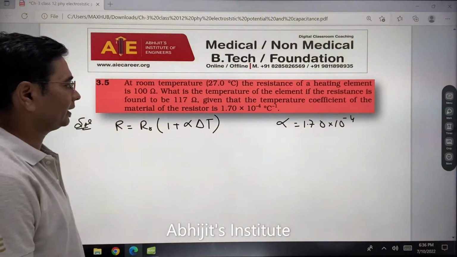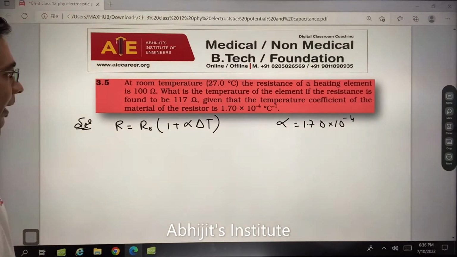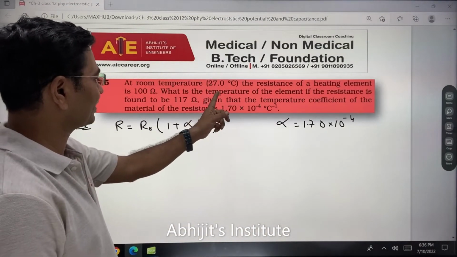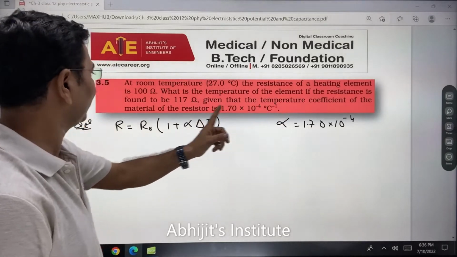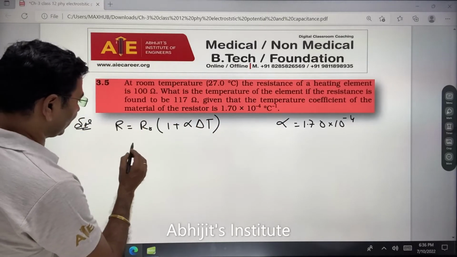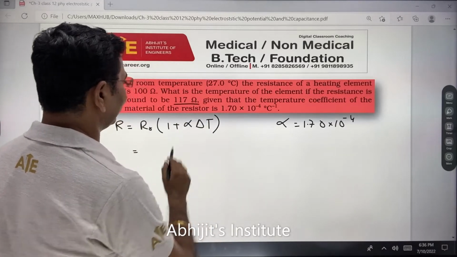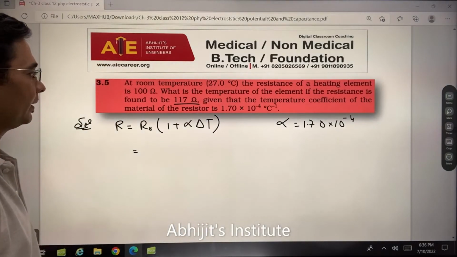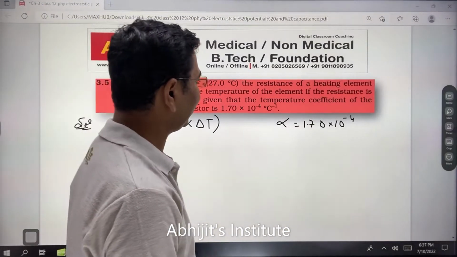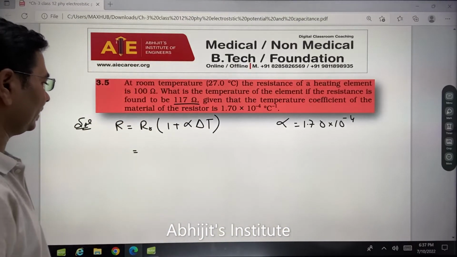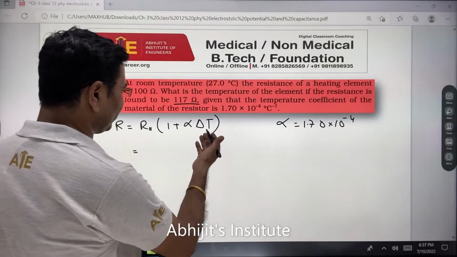Okay. But the thing is, we have to have two cases over here. So at room temperature 27 degrees, the resistance of the heating coil is 100. So at room temperature it is 100, and the temperature when it is 117, what is the temperature of the element if the resistance is found to be 117? ठीक है, बहुत अच्छा बात. तो what is the temperature? So I need to find this temperature.